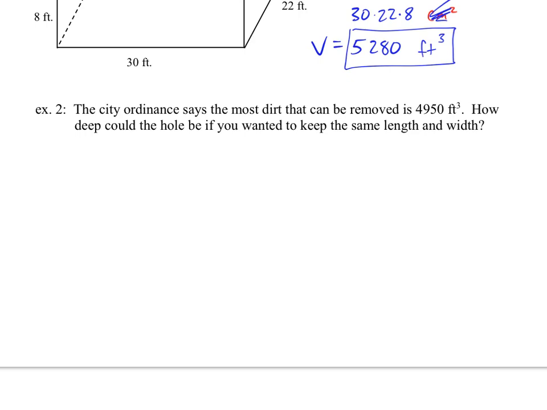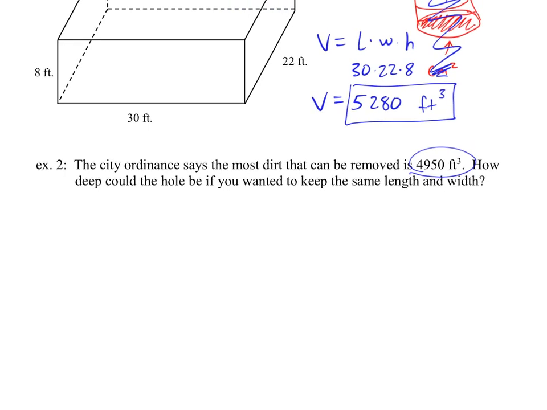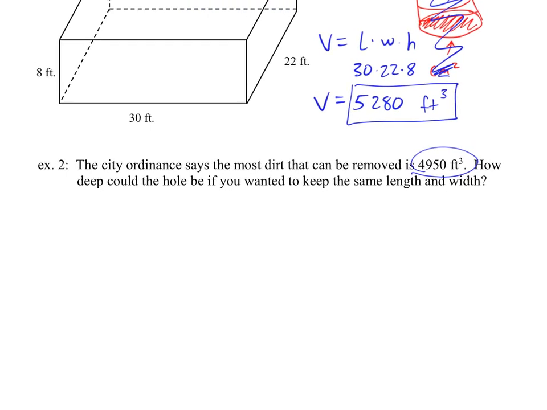But say you have a city ordinance. You want to dig out a hole in the ground you're going to put your basement in. Fair enough? And let's say the city ordinance says you can only remove that much dirt for your basement. So I want to say, well, how deep can my hole be if I want to keep the same length and width, so I want to still have 30 feet by 22 feet for my basement, how deep can it be and still have that volume?